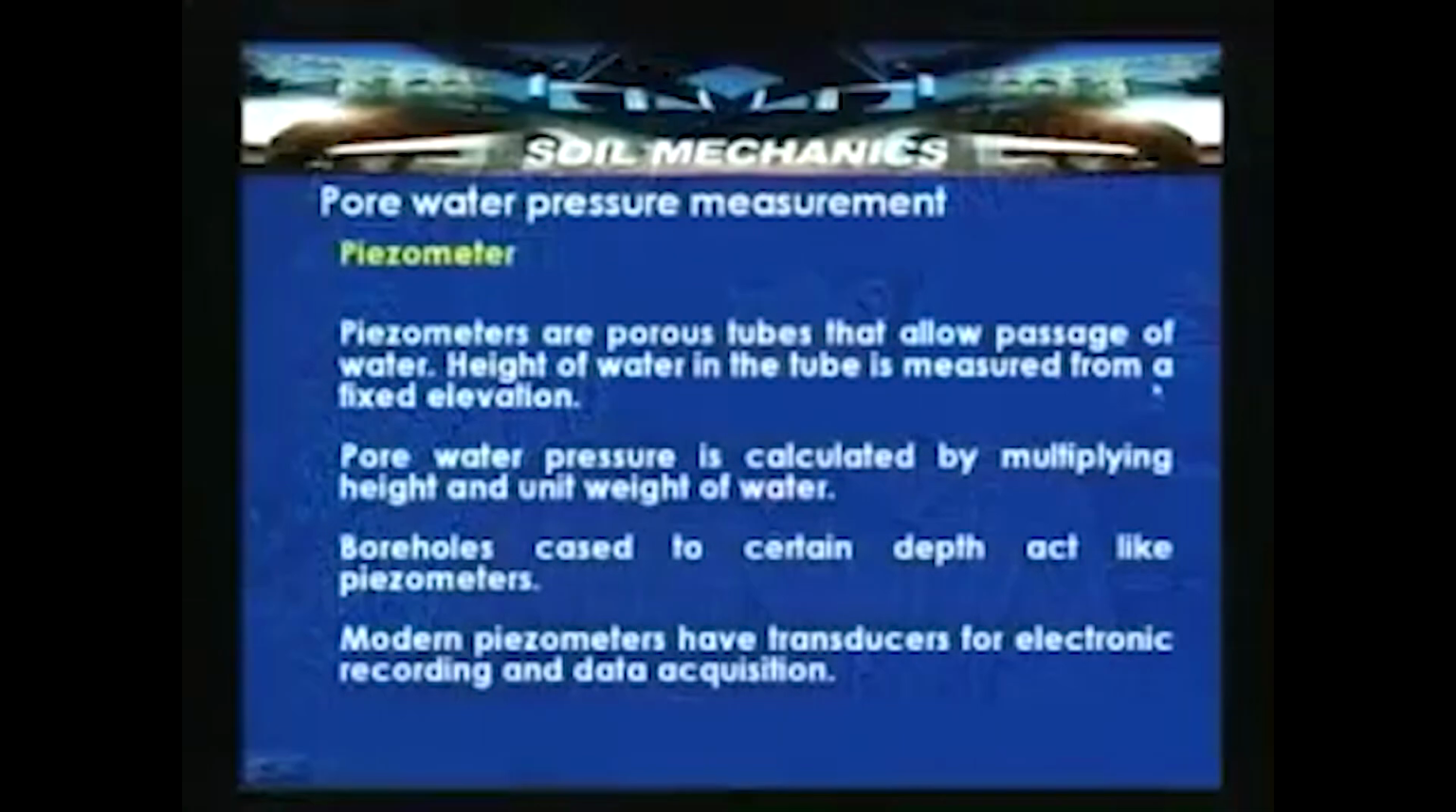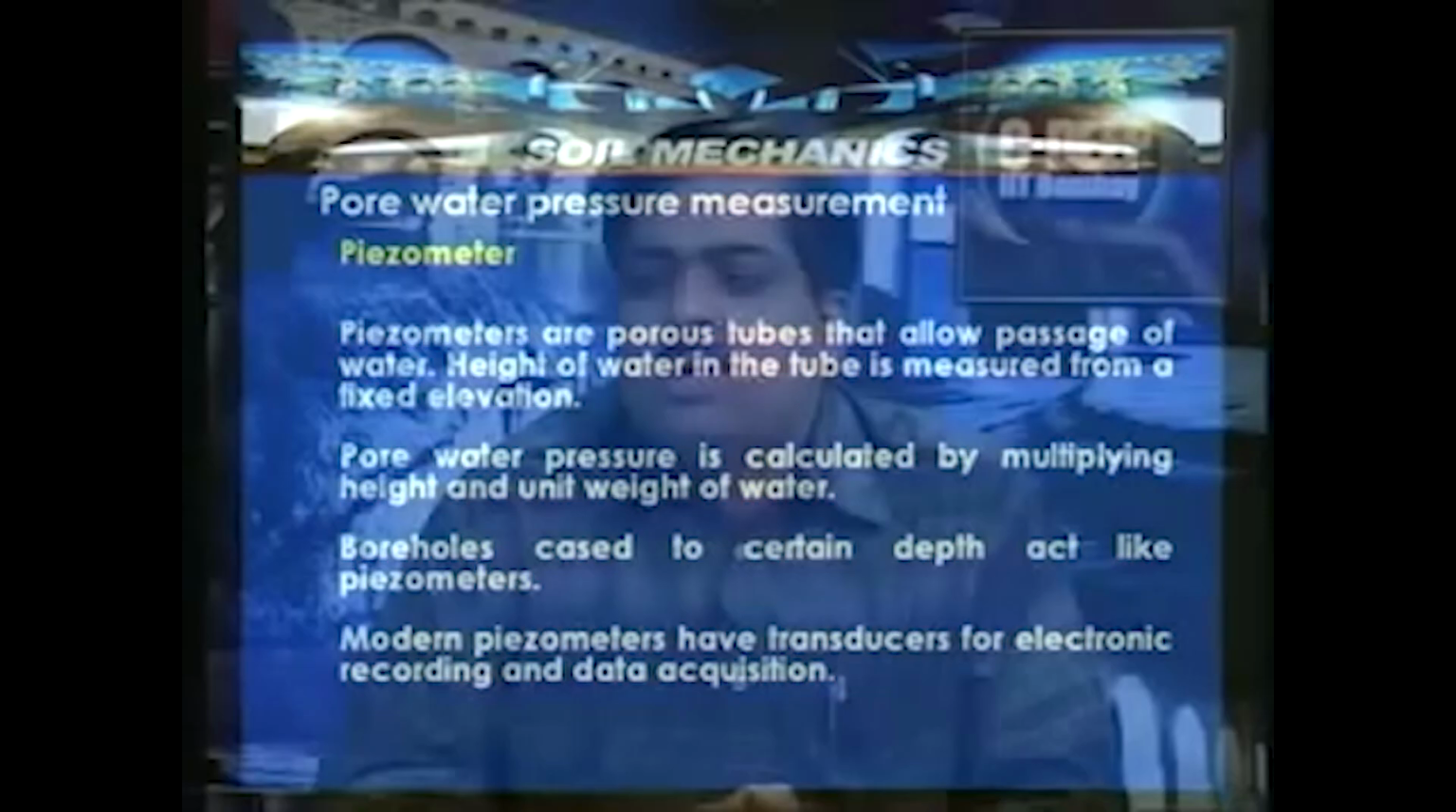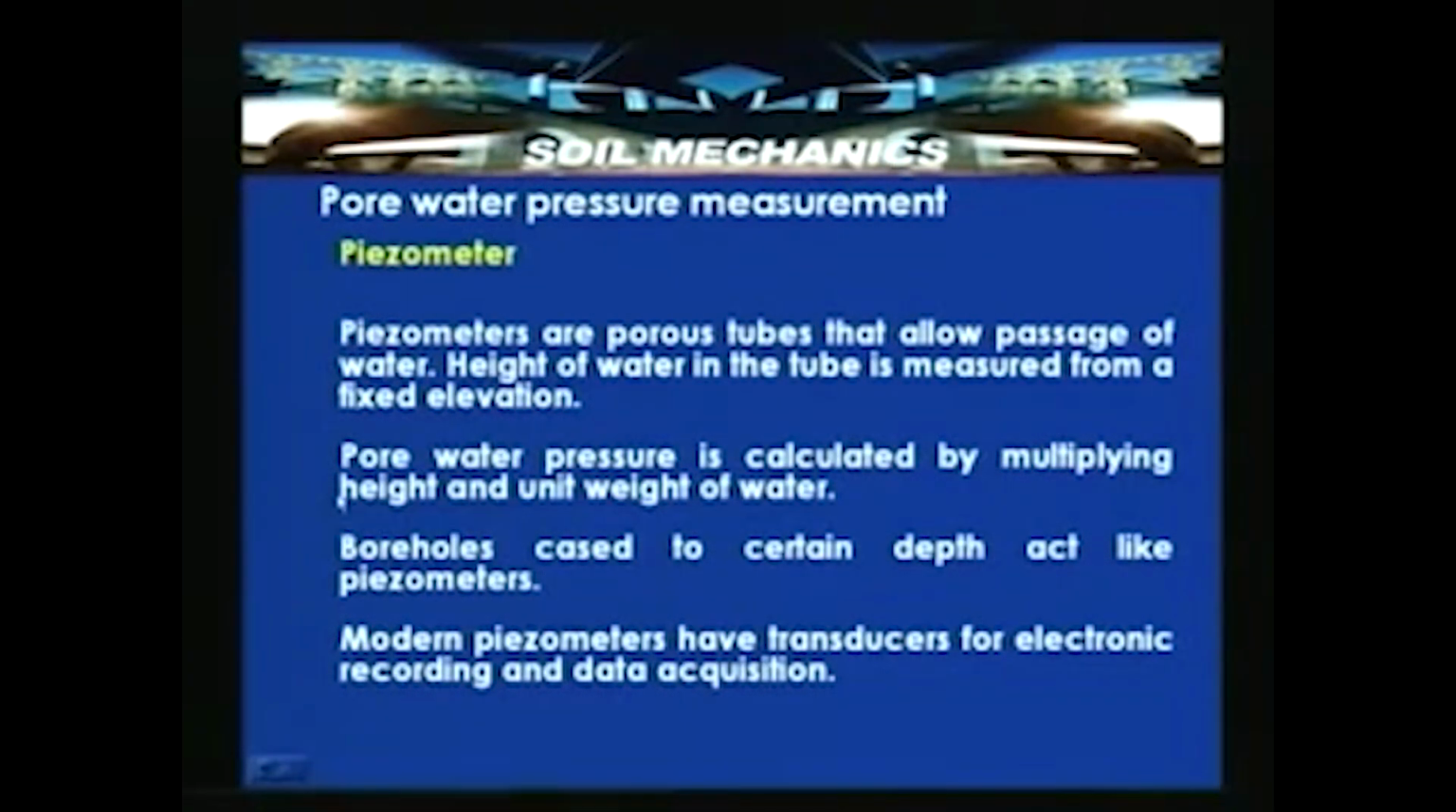Pore water pressure measurement can also be done with piezometers. Piezometers are porous tubes that allow passage of water, and the height of water in the tube is measured from a fixed elevation. If you insert piezometers or standpipes and measure the height of the water collected in the tube from the fixed elevation, that can be indicated as a pore water pressure or a piezometric head. Pore water pressure is calculated by multiplying the height, that is the head, with the unit weight of the water. Boreholes cased to a certain depth act like piezometers.